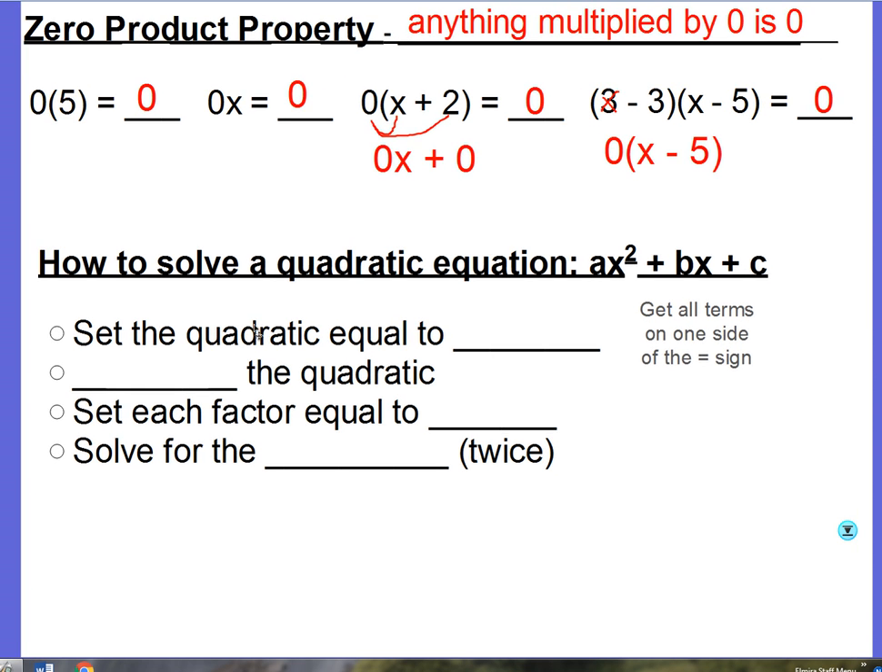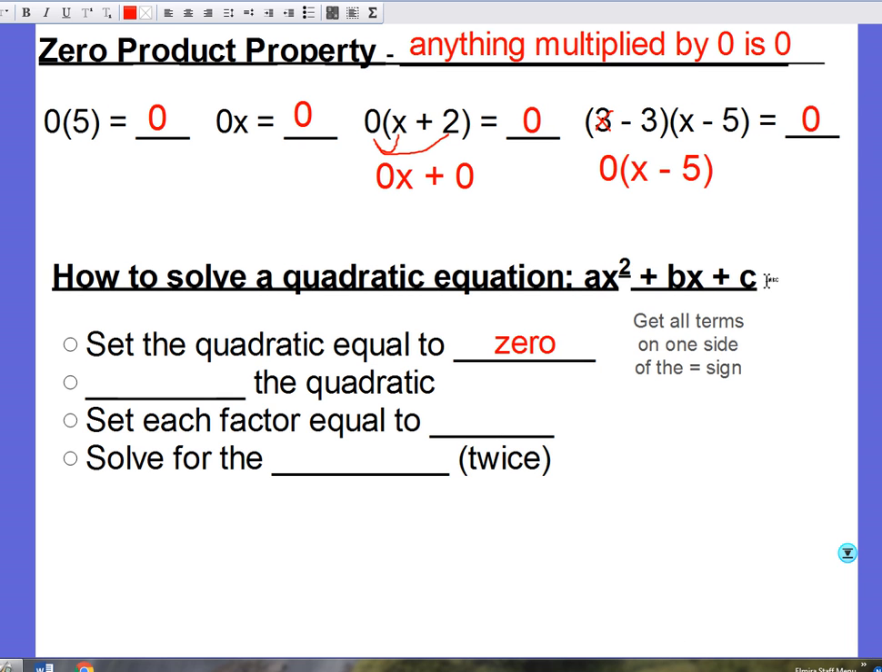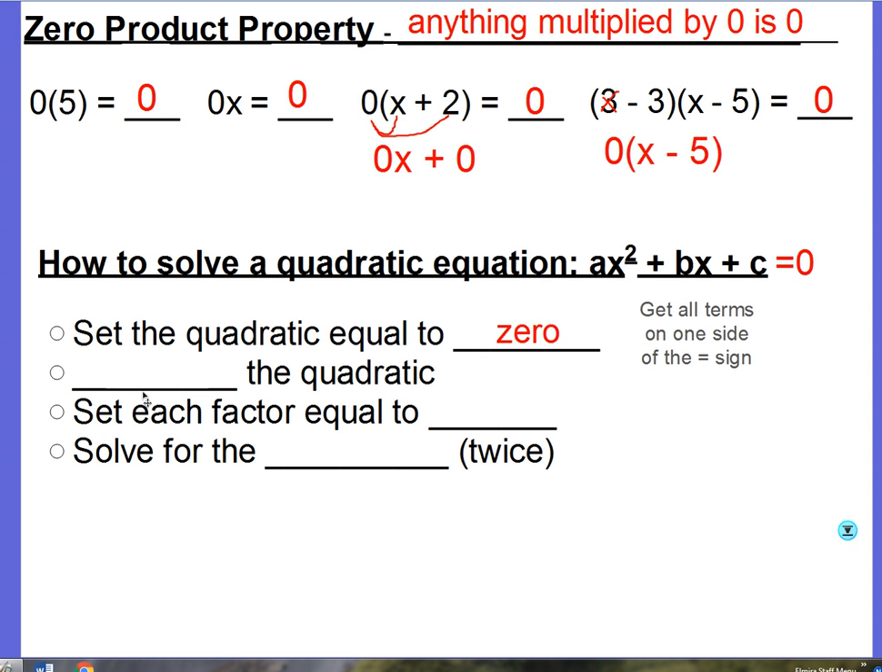Okay? So, how do you solve a quadratic equation? First we have to set it equal to 0. That means that there should be an equals 0 after our quadratic. It might not be set up that way to start with. We're going to have to make it be that way. Once we have it set equal to 0, then we're going to factor it. Then we're going to take each factor and set it equal to 0, and then we're going to solve for the variable twice, because most quadratics have up to 2 solutions.